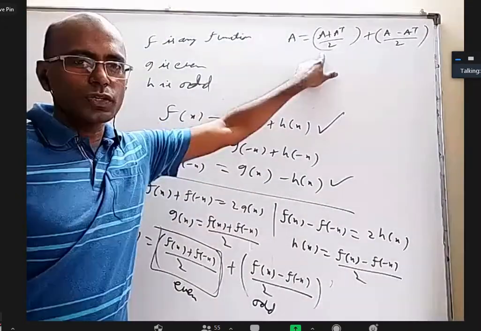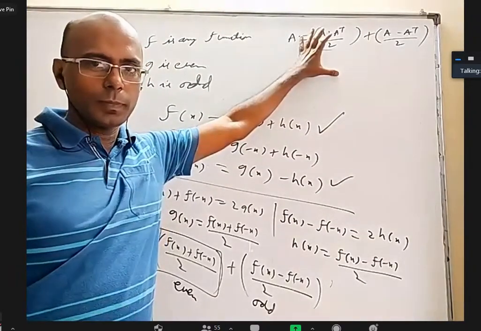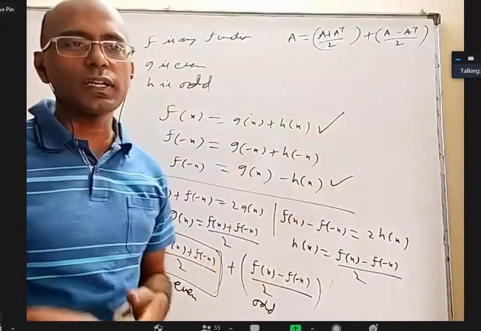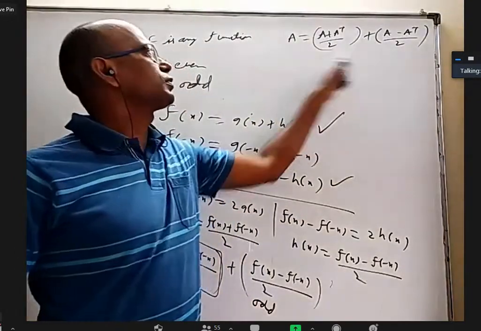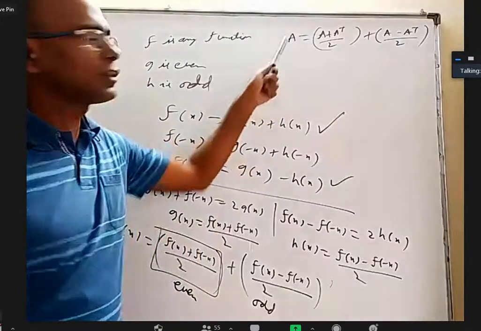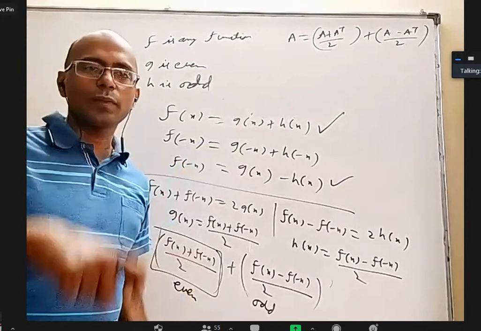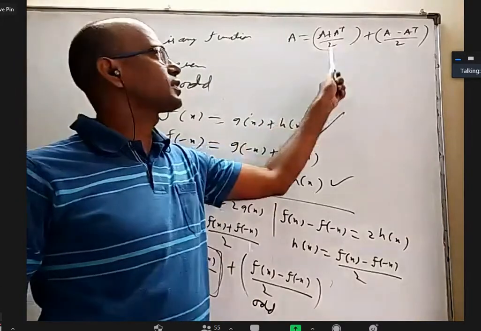This alone is called a symmetric matrix. When you transpose it, no change. This alone is called a skew symmetric matrix because when you transpose, you'll get the negative of the original matrix. And when you add these two, you'll get the matrix. So A need not be symmetric or skew symmetric, but every matrix can be written as the sum of a symmetric matrix and a skew symmetric matrix. This is symmetric, this is skew symmetric.